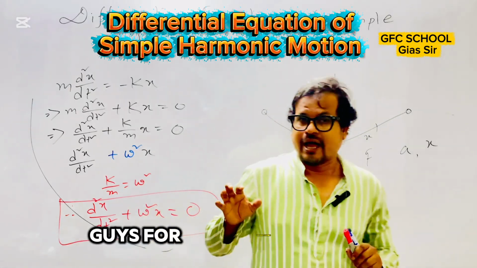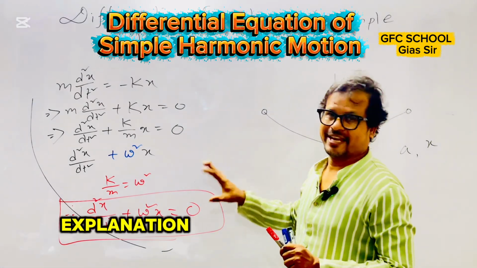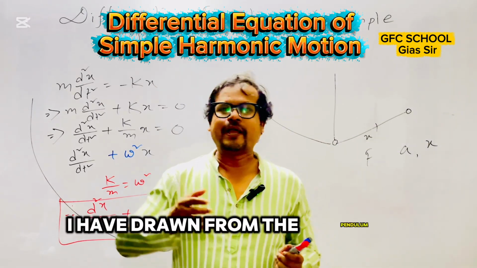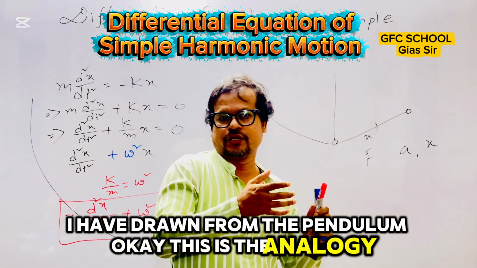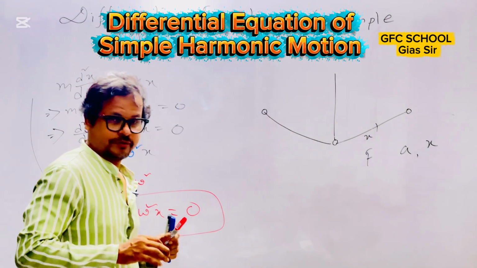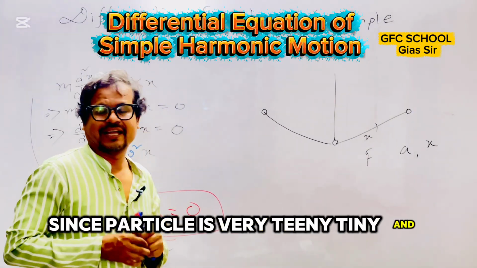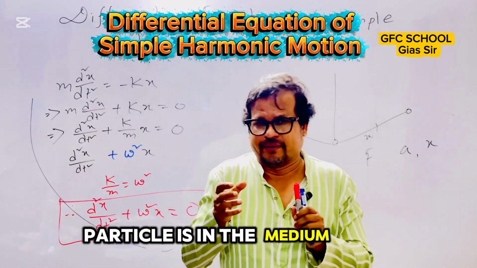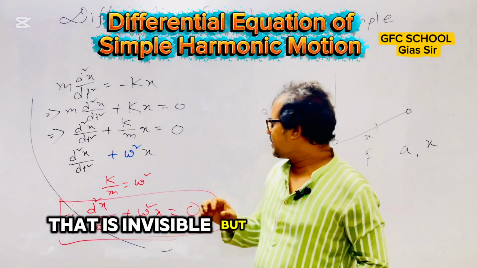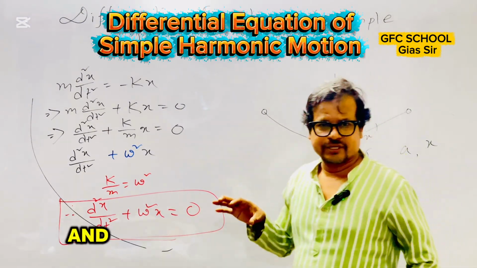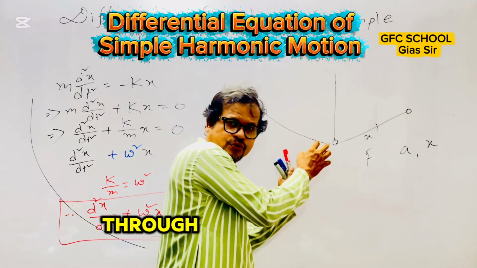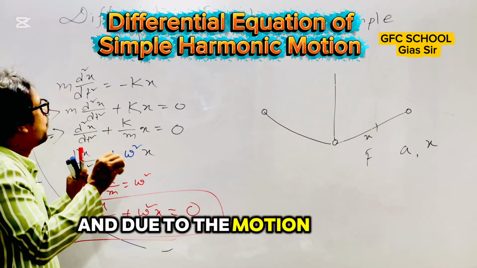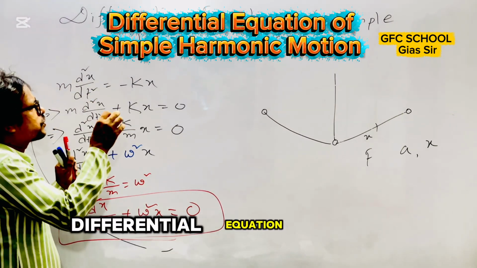Guys, for understanding this explanation, we have to remember this figure. Actually, this figure I have drawn from the pendulum. This is the analogy for the particle. Since the particle is very teeny tiny and we can't see it, and the particle is in the medium, that is invisible, but this pendulum is visible, and we have drawn this analogy. Through this analogy, we understood the particle motion, and due to the motion, we found the differential equation of simple harmonic motion.